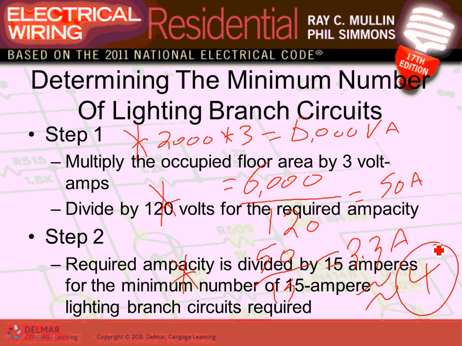Any comments, guys? Any questions? Does that make sense, though? Makes sense? 4 circuits. So what does that mean? Take all your lights and receptacles, divide them by 4 in your house, and then circuit them.